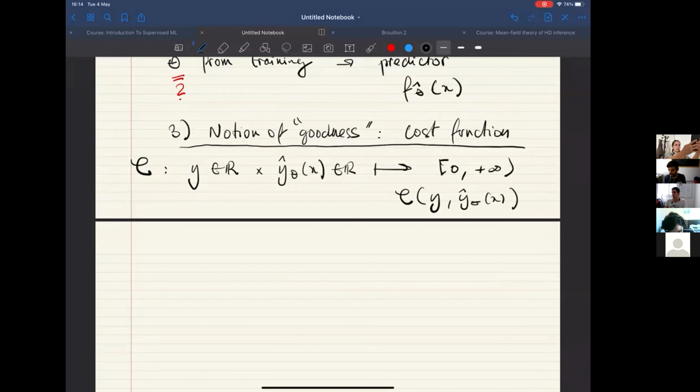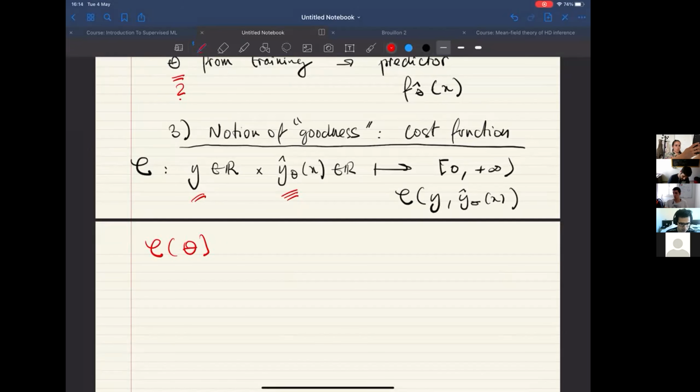But really, you should think of this cost as a function of the parameters themselves. Of course, this is a function in which you plug a true label and a prediction, and it spits out a number. But because we will use this cost as a way to find proper parameters theta by minimizing it, conceptually you should really think of this cost as a function of the parameters themselves, through the dependence on the prediction function, okay?